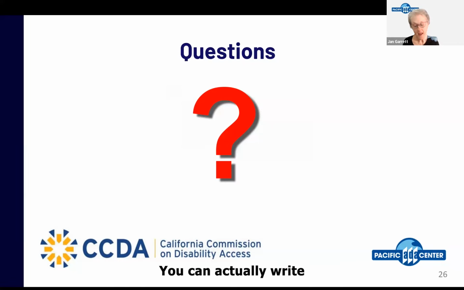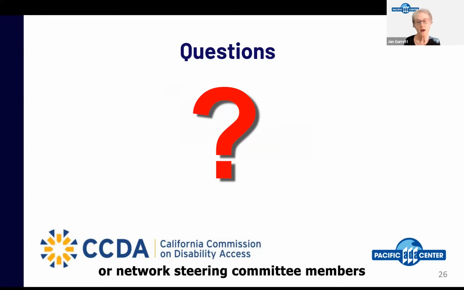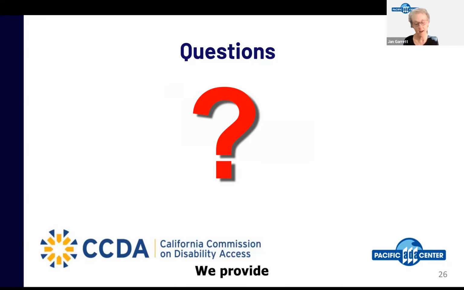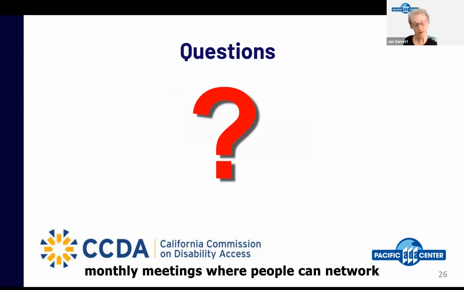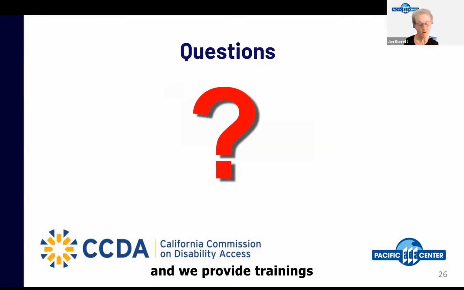You can actually write to the Pacific ADA Center, go to our website and email us. There's also a form that we can send to you to join one of the coalitions, or we can forward your email over to one of our coalition steering committee members or network steering committee members to have you join the ADA coordinator network or coalition. And we provide monthly meetings where people can network, and we provide trainings for ADA coordinators.